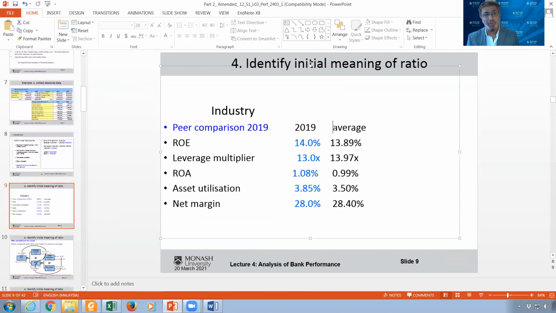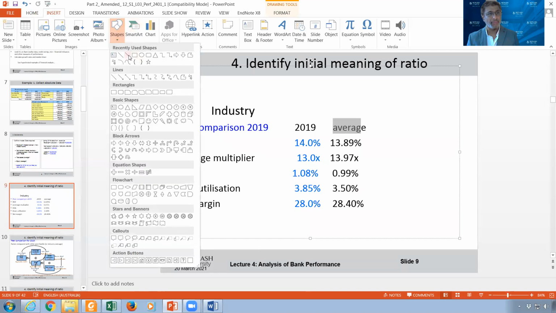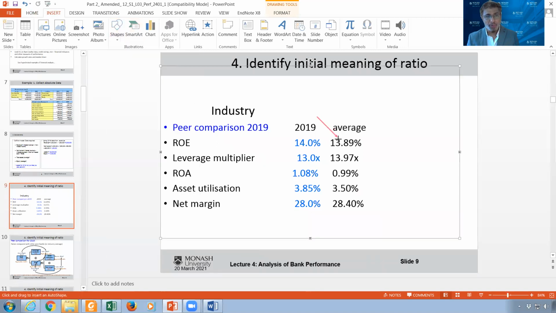This is the industry average, which is the performance. The black font is actually the performance of the 5 top banks. This is an Australian example. So they are taking the top 5 banks. I will show you the names of them. And this is my analysis for 2019.